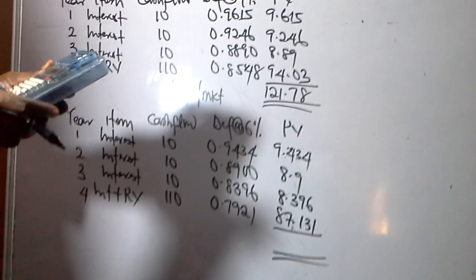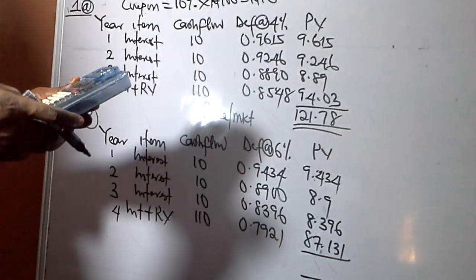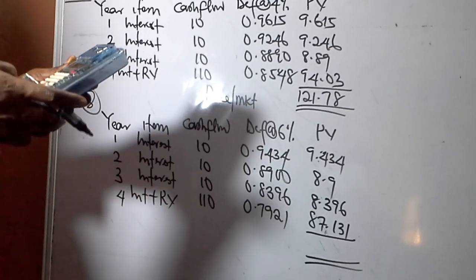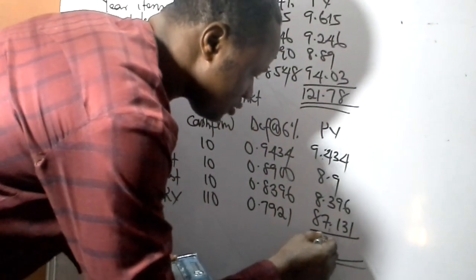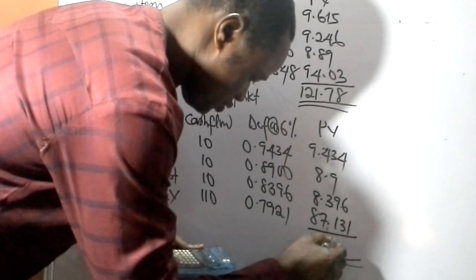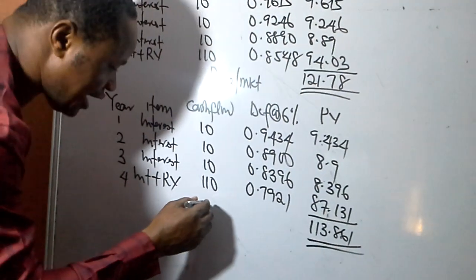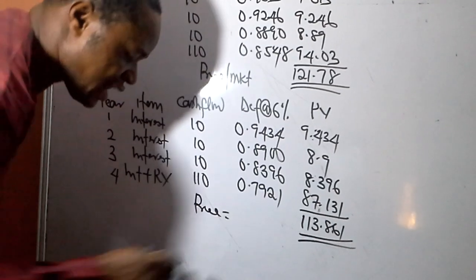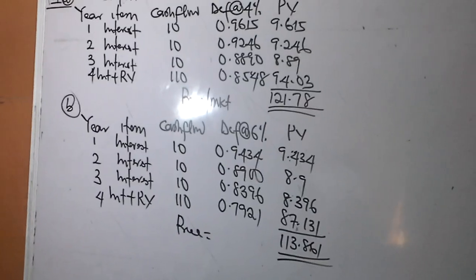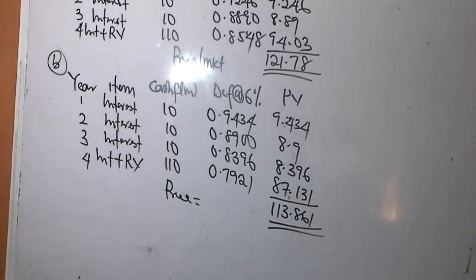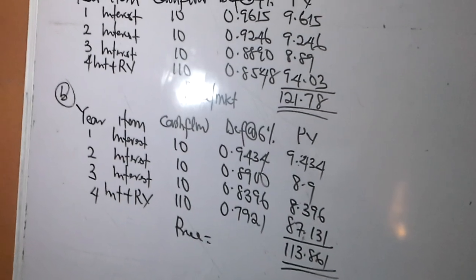Plus 8.396 plus 8.9 plus 9.434. Here you have 113.861. This is the price of the bond. Now, you are asked to explain there in the same question, right? Explain the relationship between the price of the bond and the yield.